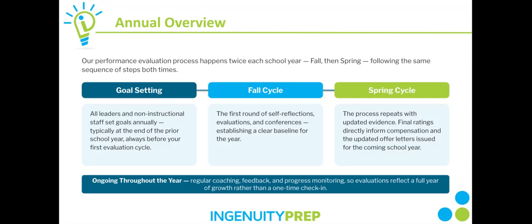Our evaluation process happens twice each school year, first in the fall, then in the spring, and both cycles follow the same sequence of steps. Everything starts with goal setting. All staff set individual goals annually. For most staff, this happens at the end of the prior school year, but it always happens before their first evaluation cycle. New staff and mid-year hires will set goals when they join.